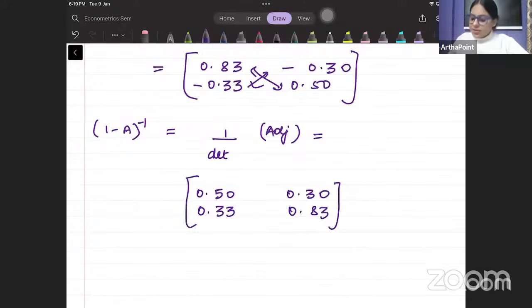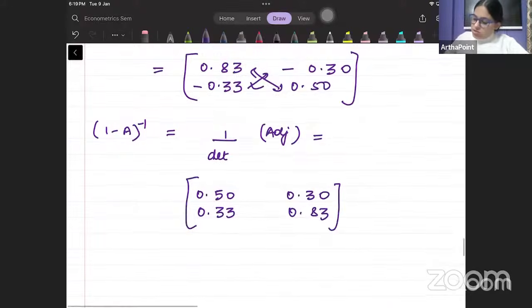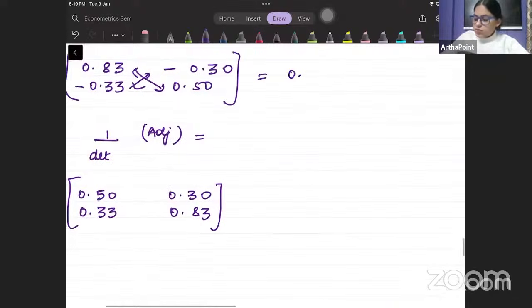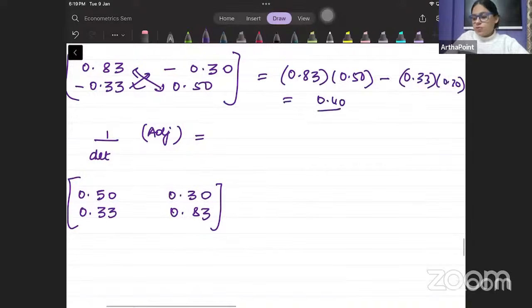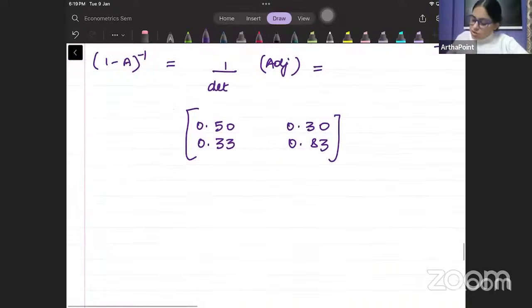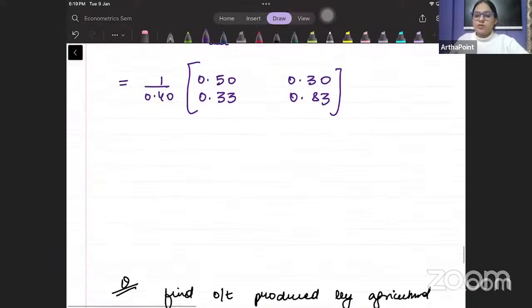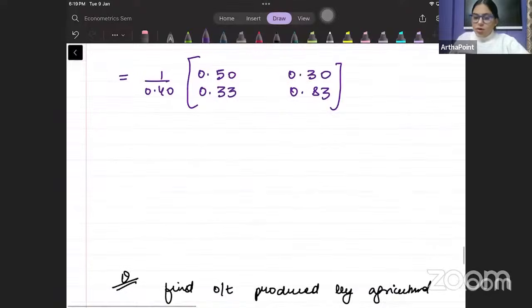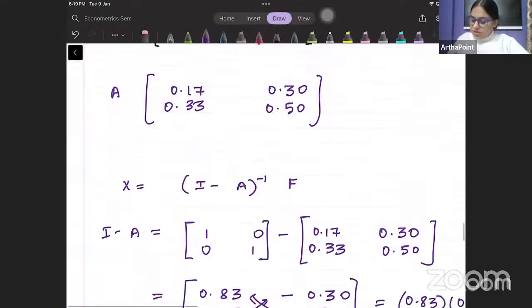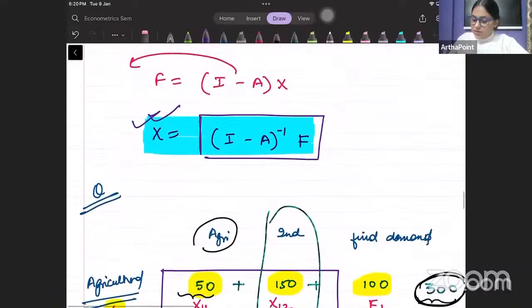And what is going to be the determinant of the matrix? Just multiply and solve for me. It will be 0.83 into 0.50 minus 0.33 into 0.30. When you solve this, you will get 0.40. Solve this, right? So you will get 1 upon 0.40 into the adjoint of the matrix. This is your (I minus A) inverse part.